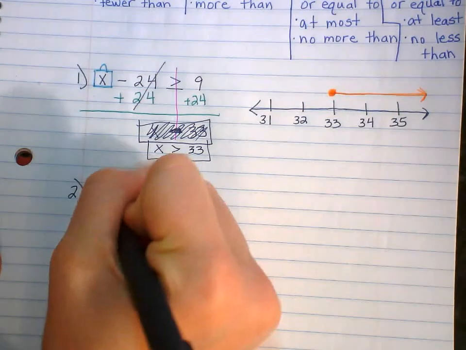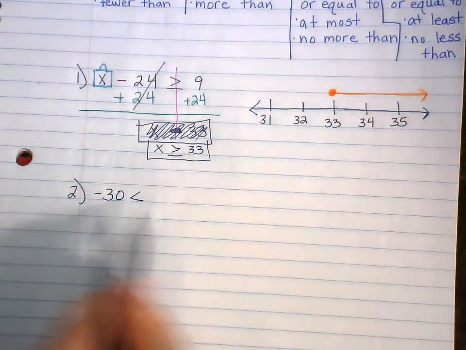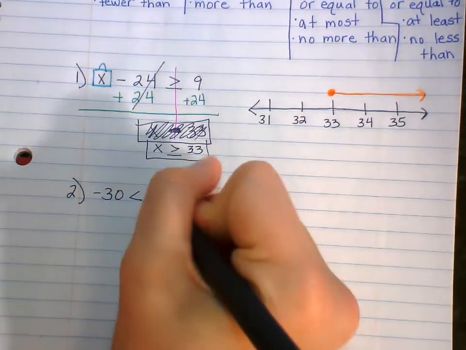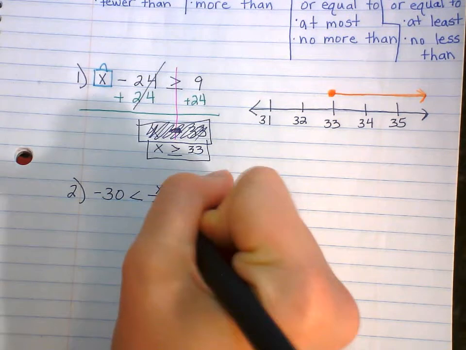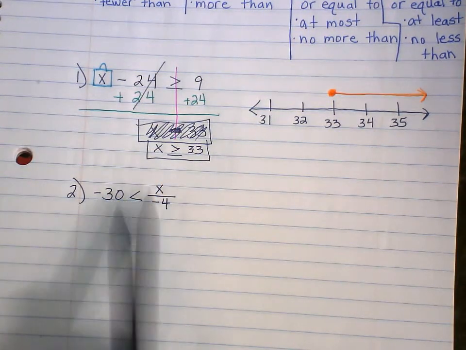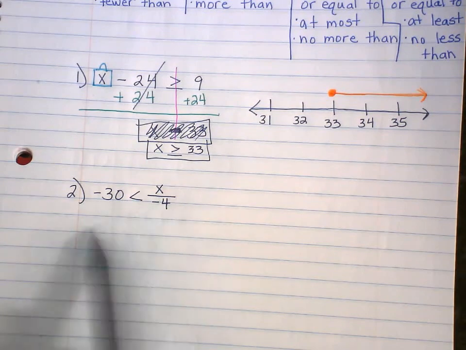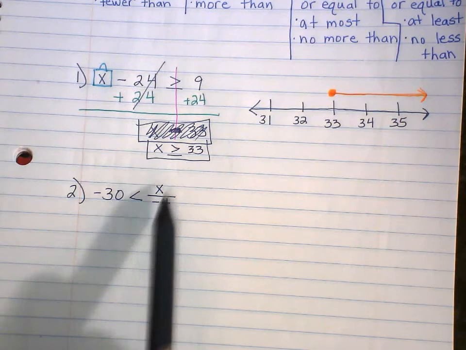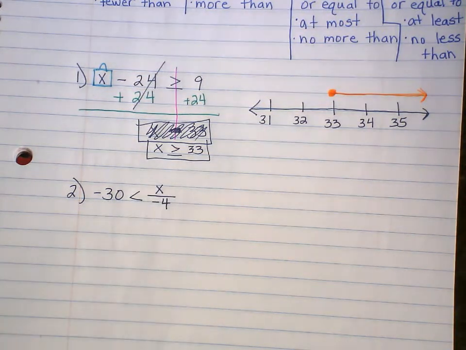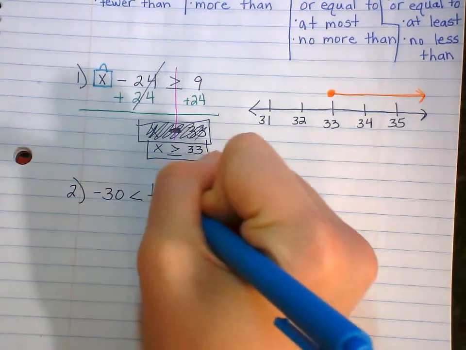Negative 30 is less than, or negative 30 is fewer than, x over negative 4. So, negative 30 is less than some number divided by negative 4. If you read it the other way, it's x divided by negative 4 is greater than negative 30. Same steps. Lock up the variable.